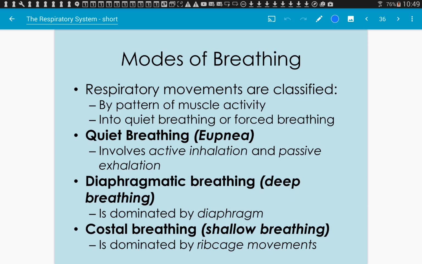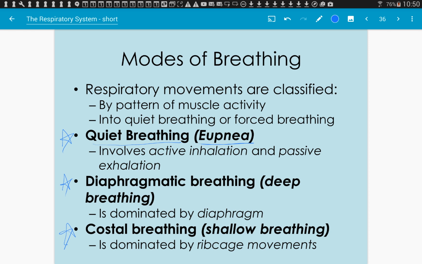Okay, different types of breathing. Quiet breathing, diaphragmatic breathing, and costal breathing. You're going to need to know those 3 different types of breathing. So I'm going to finish the slide. It's still not time for class to be over. Okay, so quiet breathing, the other term for that is eupnea. We're just going to stick with quiet breathing as our official term because I can't pronounce the other one very well. So this is where you're breathing in and out. So active inhalation. Remember, inhalation's always active, but then passive exhalation. So you're letting the diaphragm push out the air.